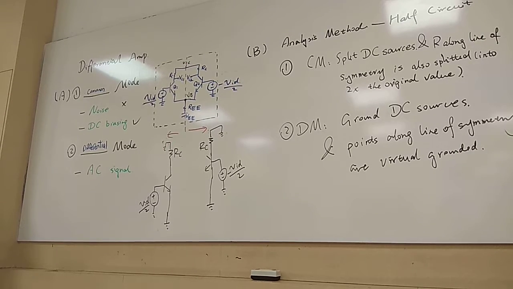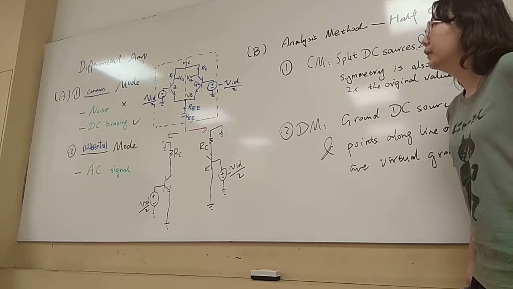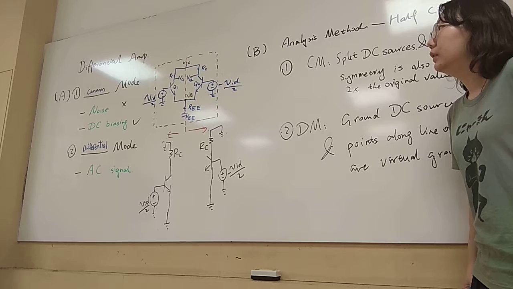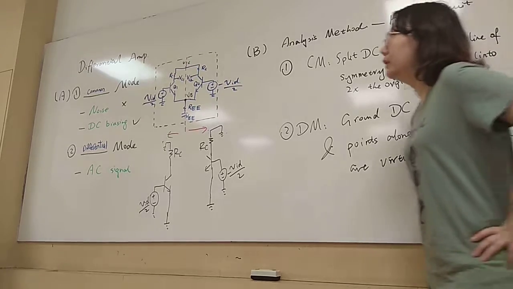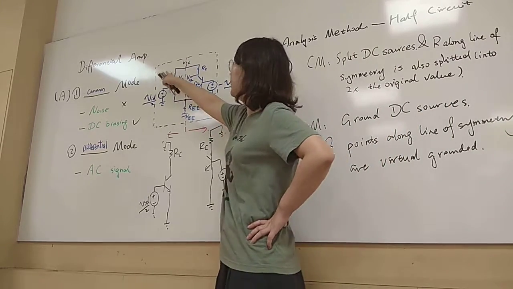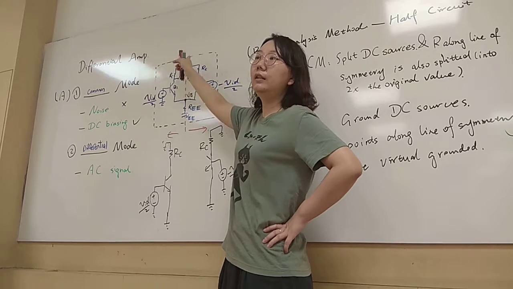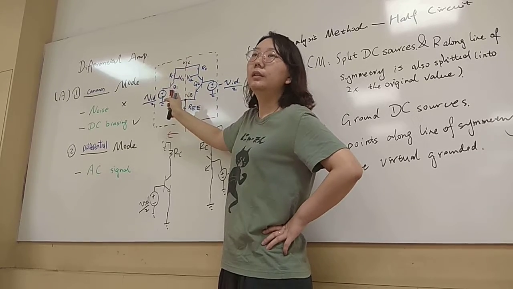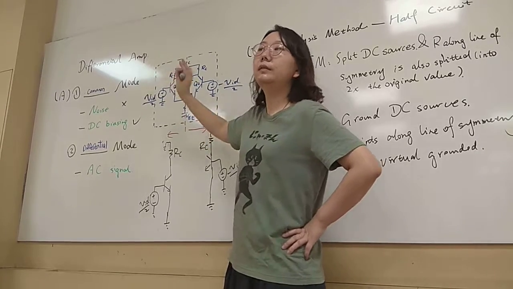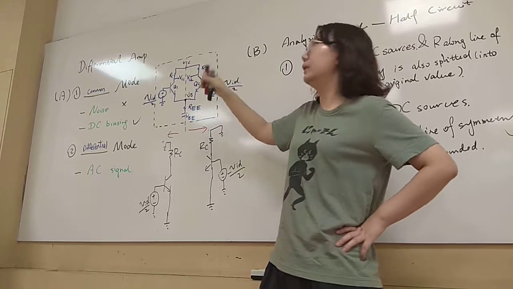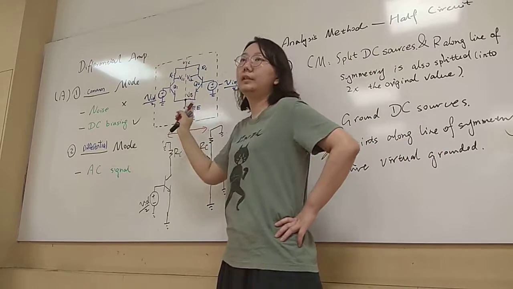You don't really need to copy. And all the rest of the components, the rest of the circuit which are not along this line of symmetry, you just copy accordingly, all the values. Because they are not along the line of symmetry, they will not be affected by the separation.